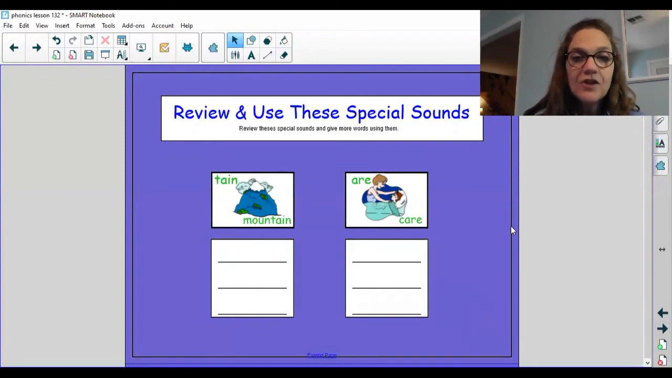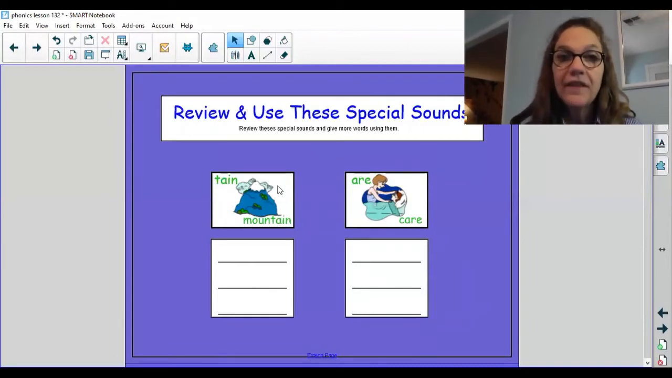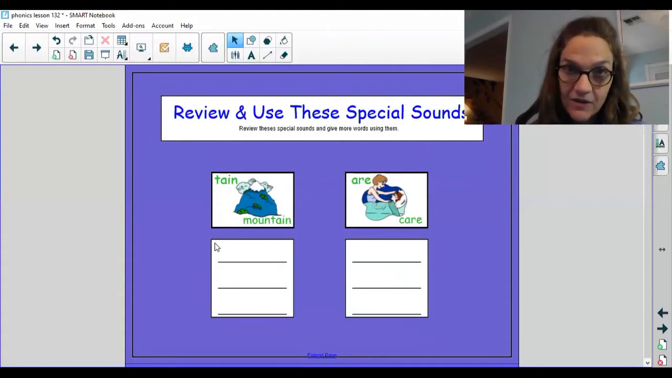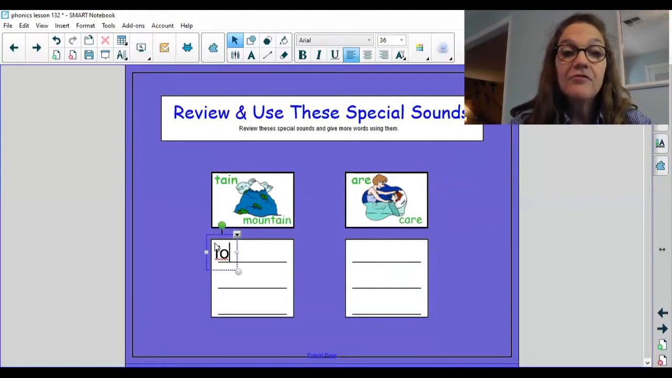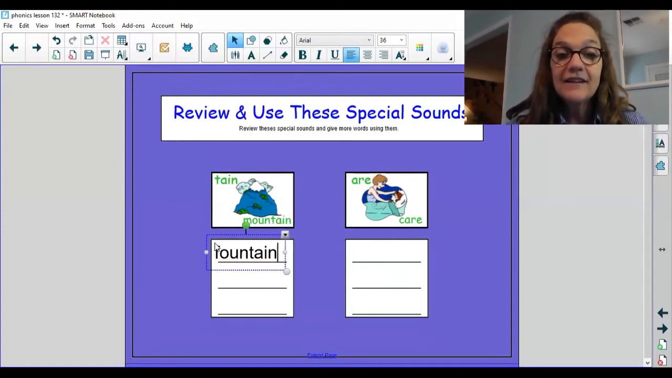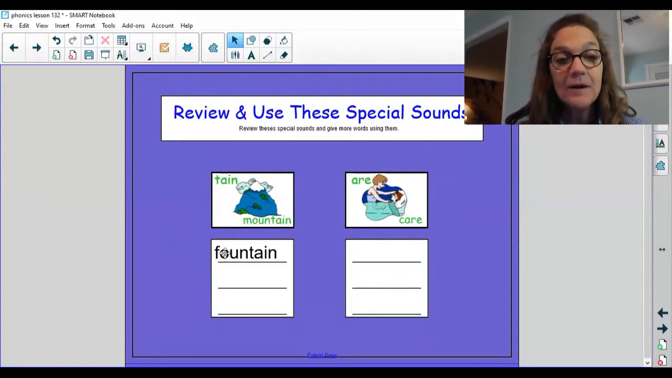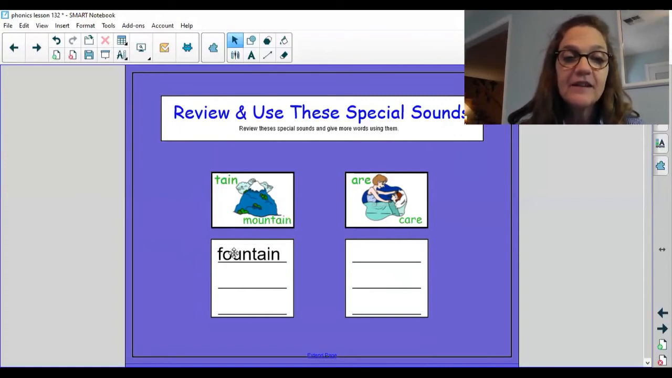Now let's try to use these 2 special sounds. Ton in mountain and air in care. Can you think of words that end with ton, like in mountain? We talked about these before spring break, so let me remind you of some of the words that we came up with. We came up with fountain. You remember that? If not, well, there you go, fountain. I get a drink from the fountain.